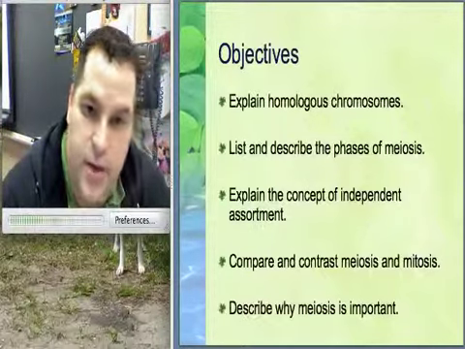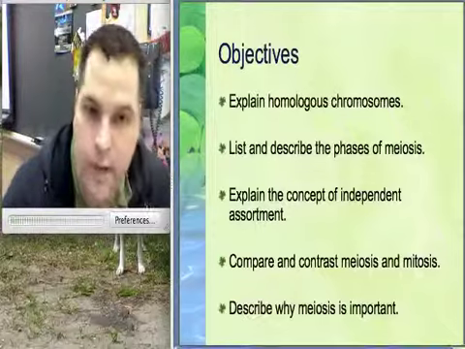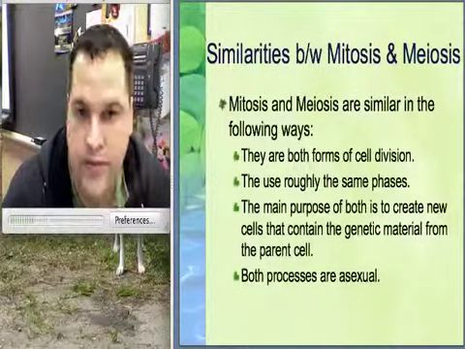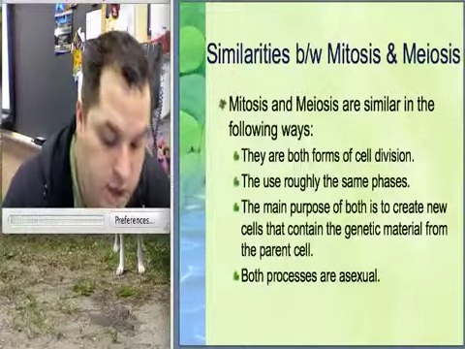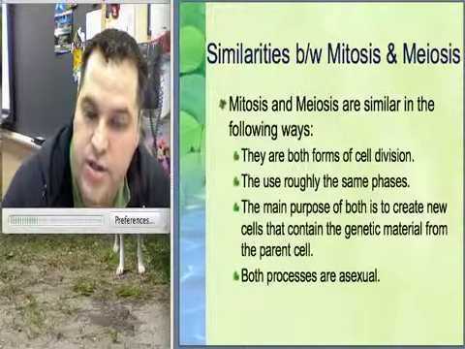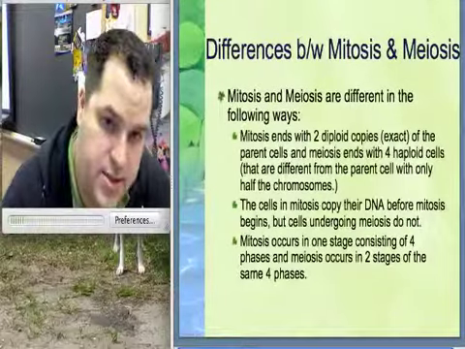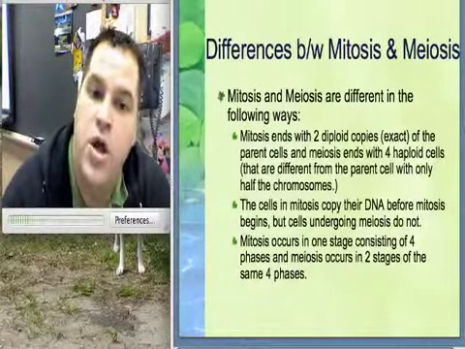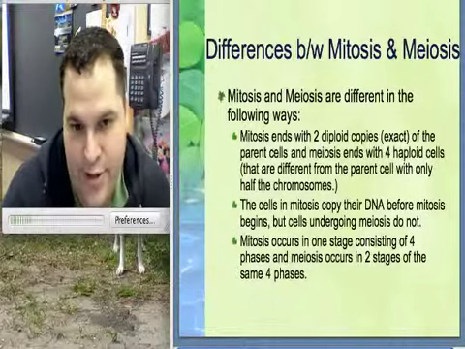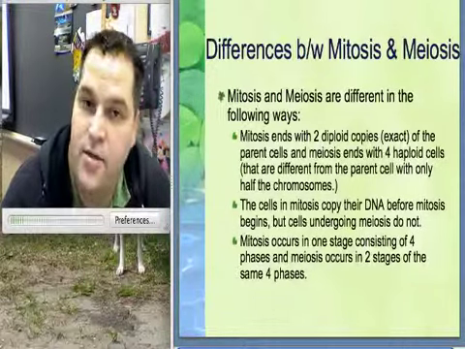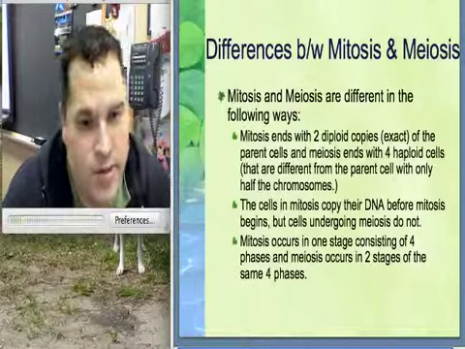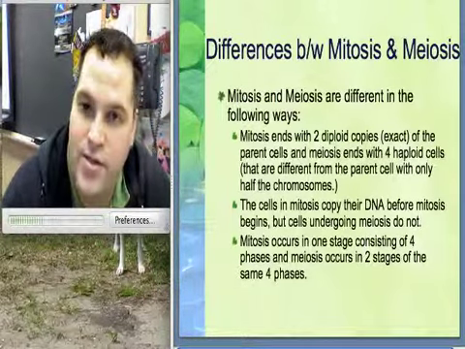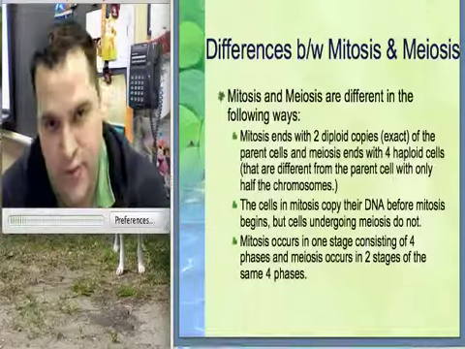Meiosis and mitosis, comparing and contrasting: all you have to do is look up 2 pages. Here are the similarities. They're both forms of cell division. They're roughly the same phases. They both have the purpose of creating genetic material to pass on, and they are asexual processes. The differences being that mitosis ends with 2 diploid cells that are copies of each other, whereas meiosis ends with 4 haploid cells that are different from the parent cell. The cells in mitosis copy their DNA. The ones in meiosis do not. And mitosis is one stage consisting of 4 phases, and meiosis is 2 stages consisting of 4 phases each, for a total of 8.